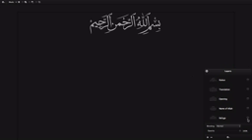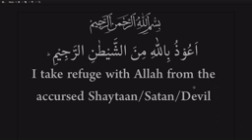So we're going to jump straight now into the refuge, seeking refuge. Before we recite Quran, we always seek refuge with Allah from shaitan, because that's what Allah subhanahu wa ta'ala instructs us to do in Surah An-Nahl.